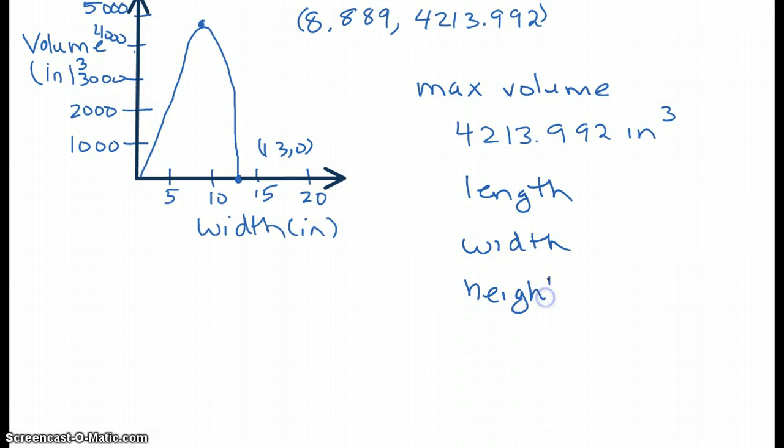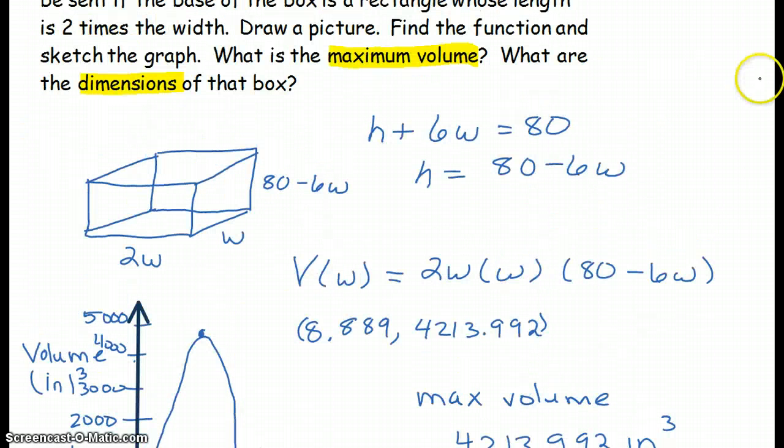Now, I already know from my point here that this right here, what is this x standing for? It's standing for the width. So I already know what my width is. It's 8.889 inches. Now, how am I going to find my length? Well, I go back to my picture and I remember the length was 2 times w.